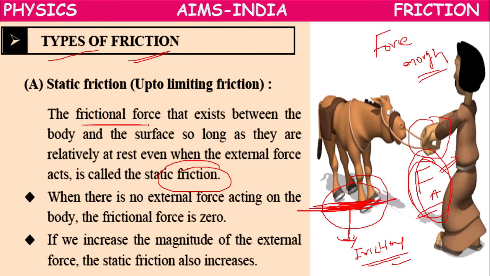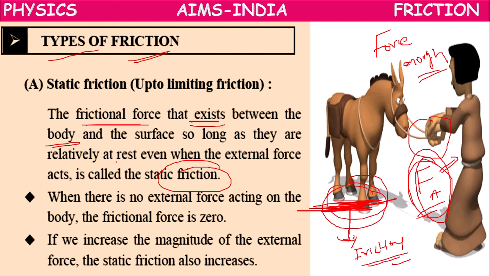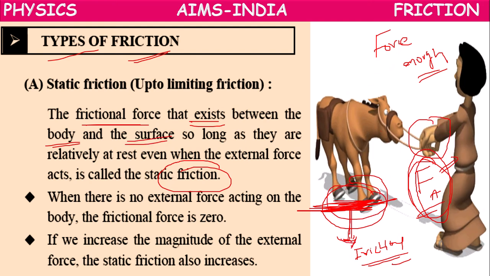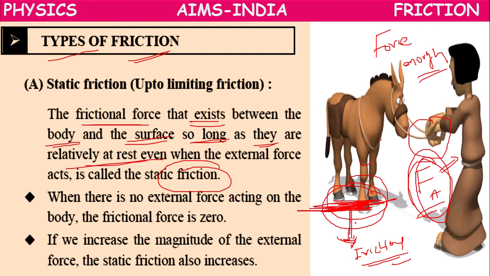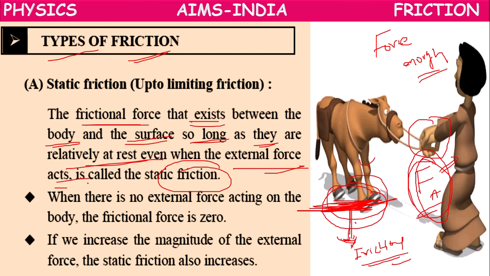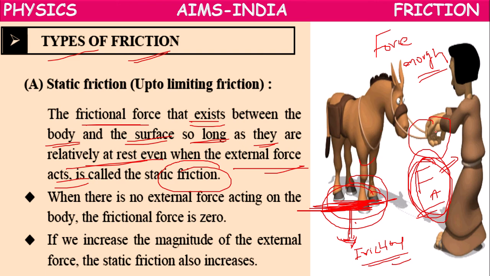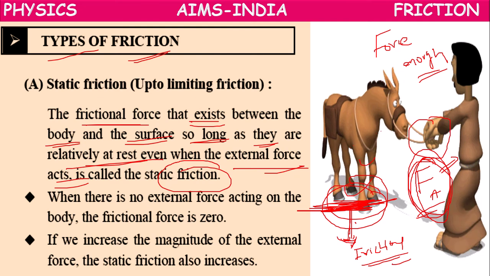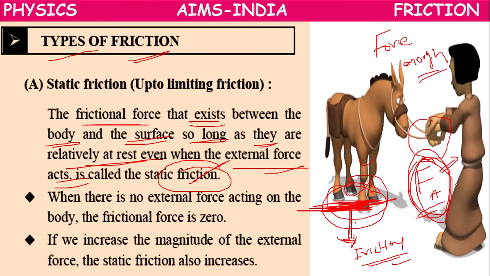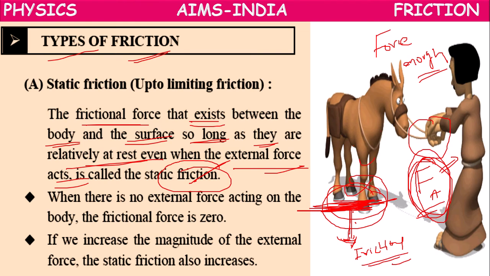So the frictional force that exists between the body, meaning the legs of the horse, and the surface of the land, so long as they are relatively at rest, so long as it is not moving, when the external force acts, that is, so long as the person is pulling and the land and horse are at rest, whatever friction develops between them is called static friction. If we apply more force, more static friction will be developed. If the force goes on increasing, static friction also goes on increasing.